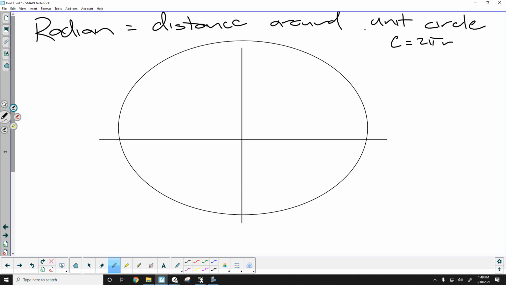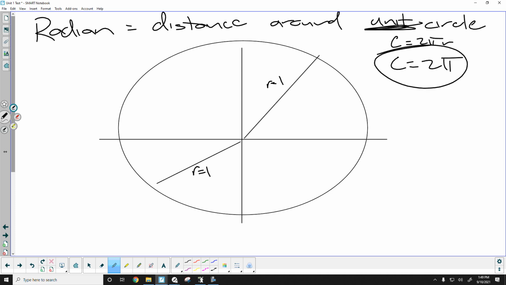If this is a unit circle, we say the radius is 1. Cool? So all these lengths here, 1, this length out here, that's 1. Cool? That way we get C equals 2 pi. The distance around a unit circle, 2 pi radians. Where does 2 pi come from? It's the circumference of a circle with a radius 1.